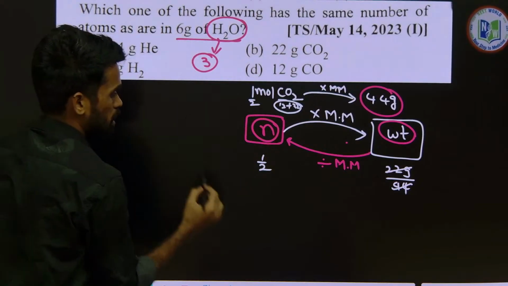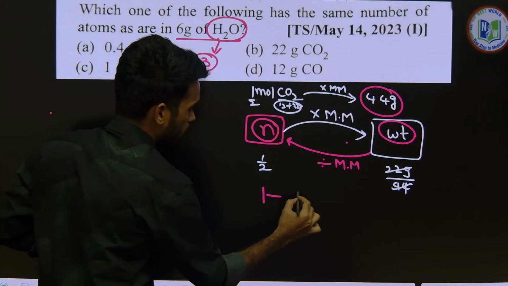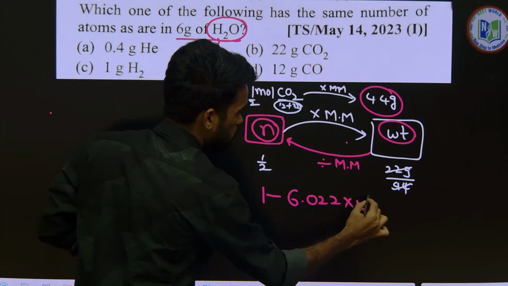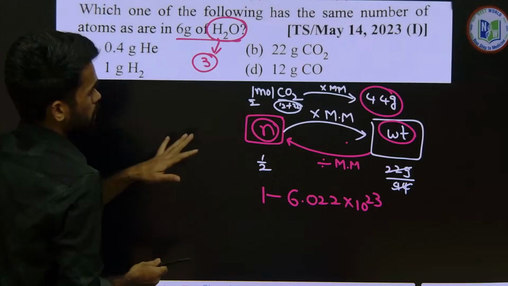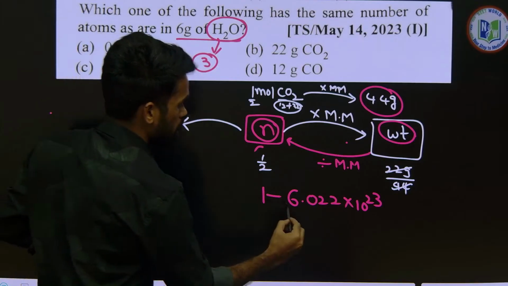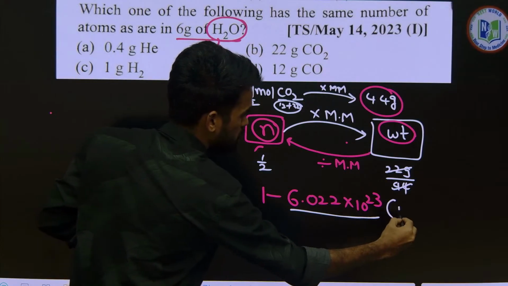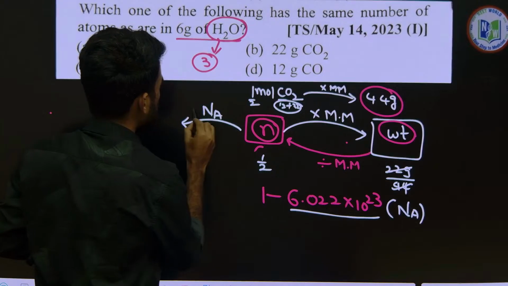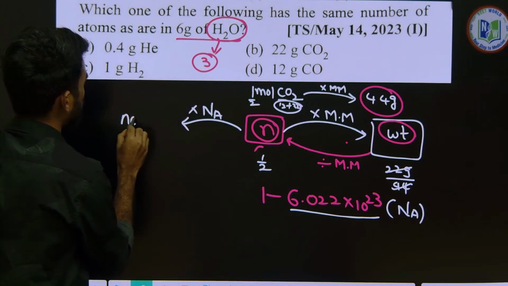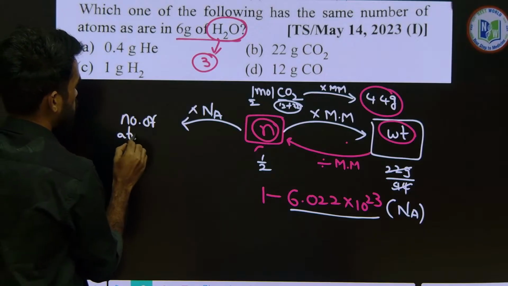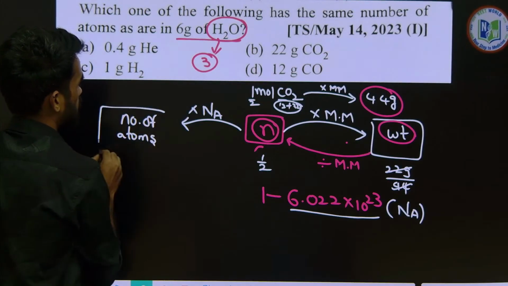After finding the number of moles, if it is 1 mole, you have Avogadro number of particles, 6.022 into 10 power 23 particles. After finding the number of moles, you need to multiply with this number. What is this number called? Avogadro number. So multiply with Na, so that you will get the number of atoms, entities or particles, whatever they were asking.